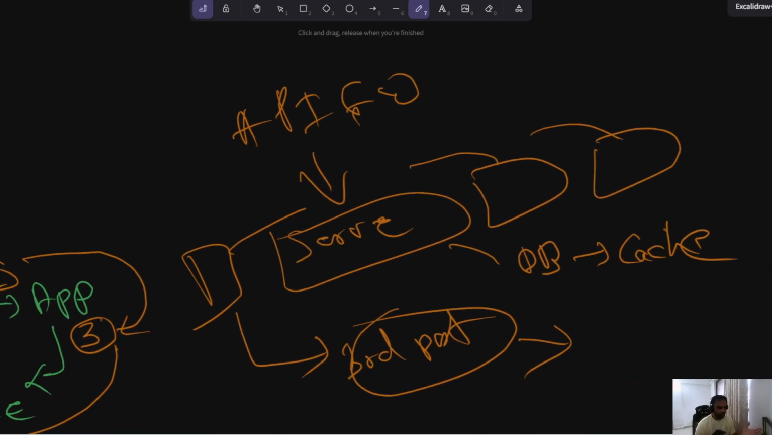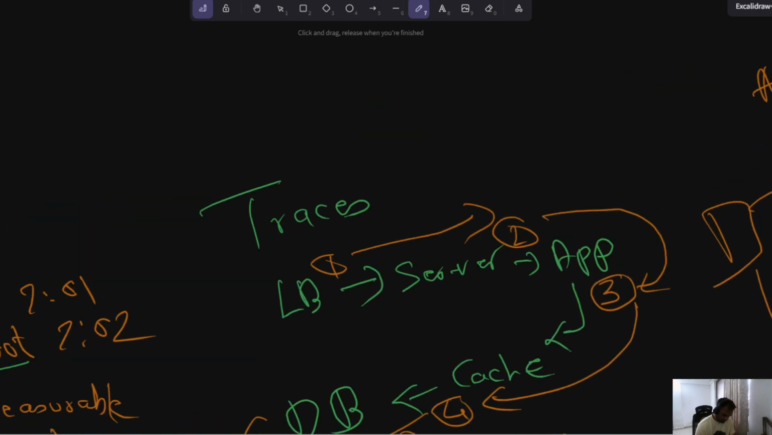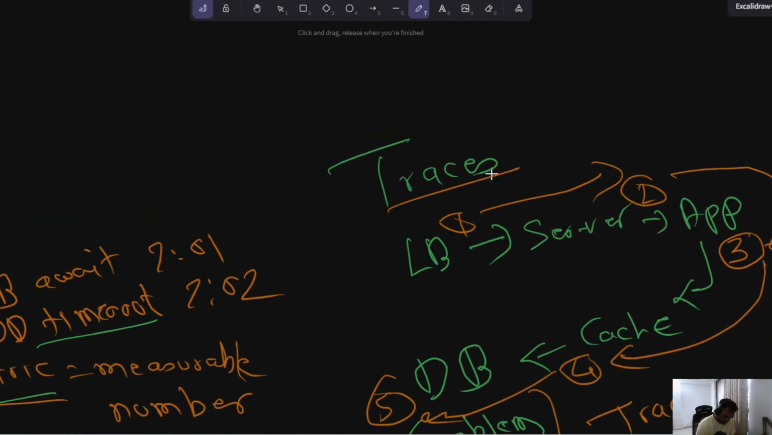So as the number of components increases, the complexity of the request flow increases. If you want to pinpoint where things went wrong, you need to know how the request has flown through your system. You need to have a clear indication, and that is what a trace does. A trace gives you a clear end-to-end flow.